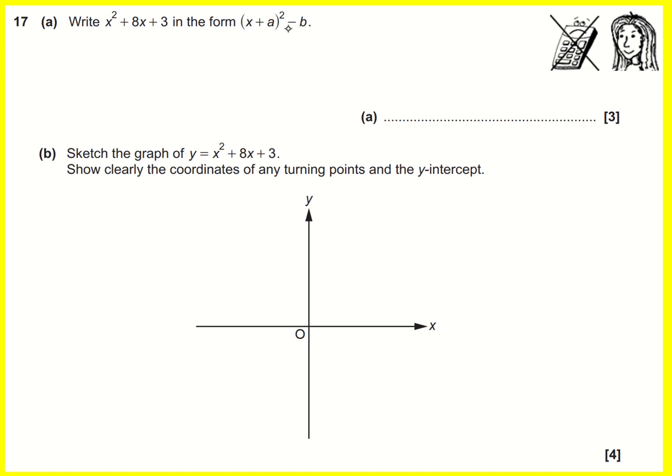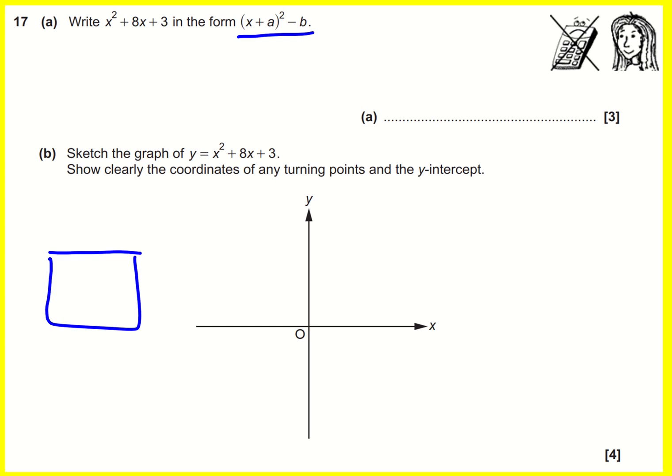The first part of this question is basically asking you to write x squared plus 8x plus 3 in completed square form. That's what this thing is. And let's just backtrack. I like to talk about where completed square form comes from rather than just telling you the method of how to do it.